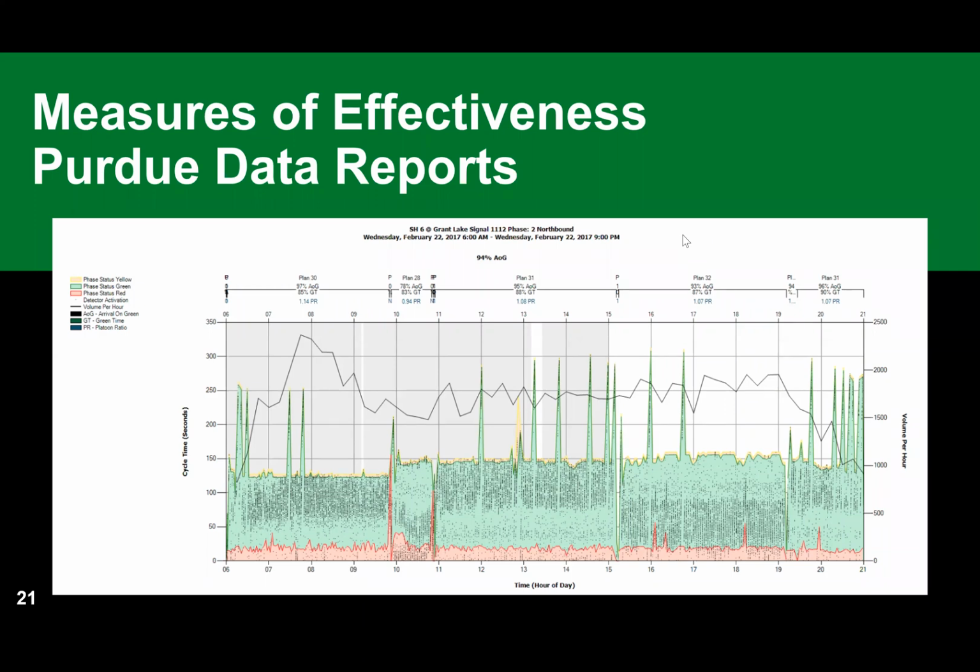Another question here: what happens if the connection to the central server is lost? So what would happen would be that the controller then would just fall back on the time of day plan that is programmed into the controller.